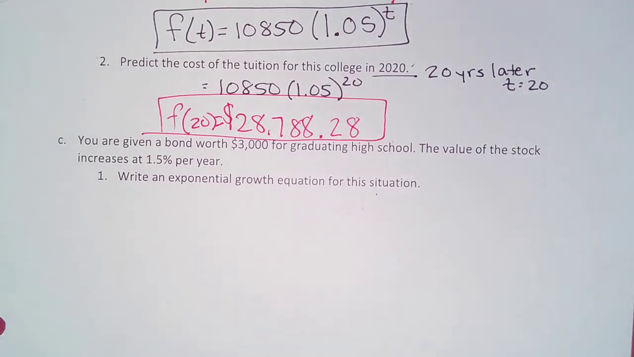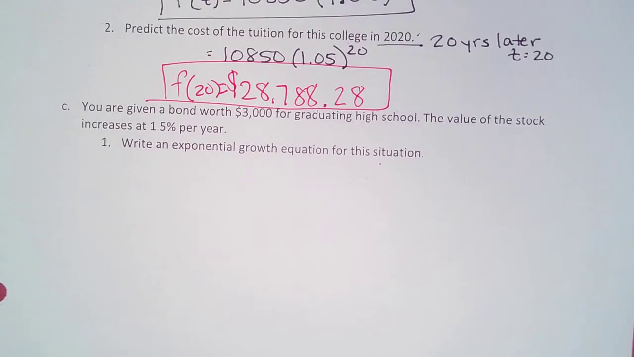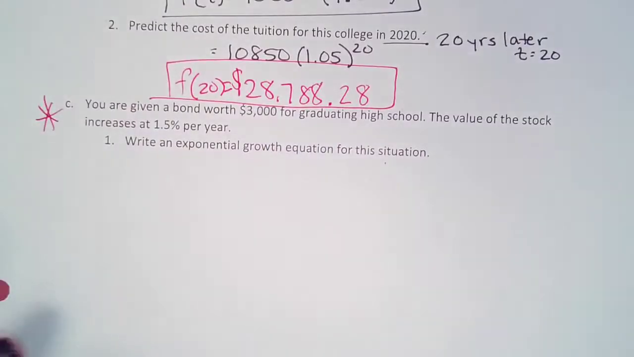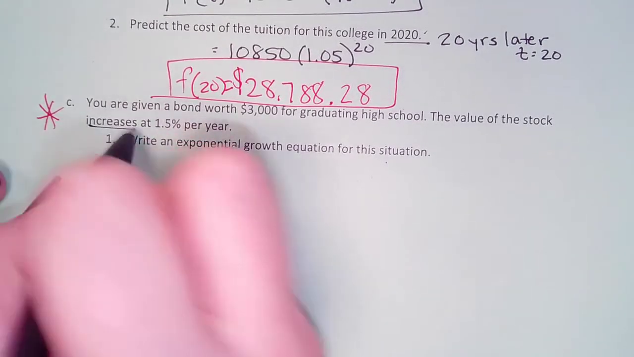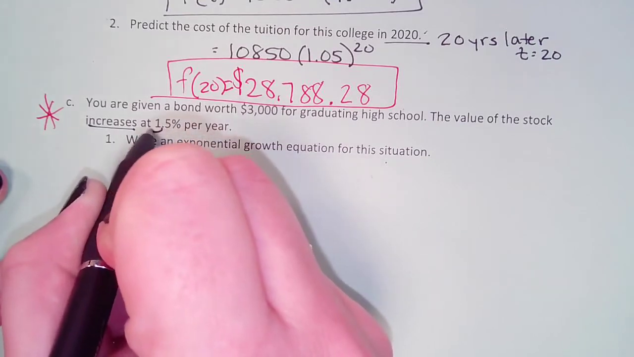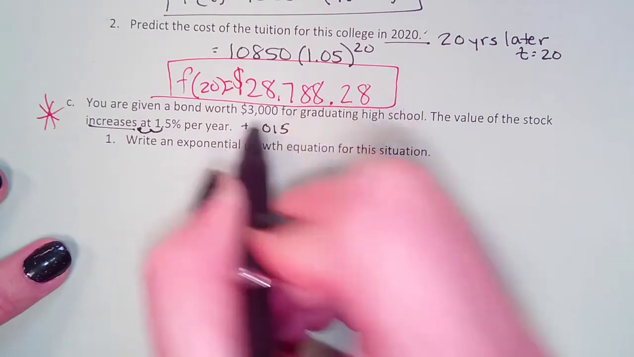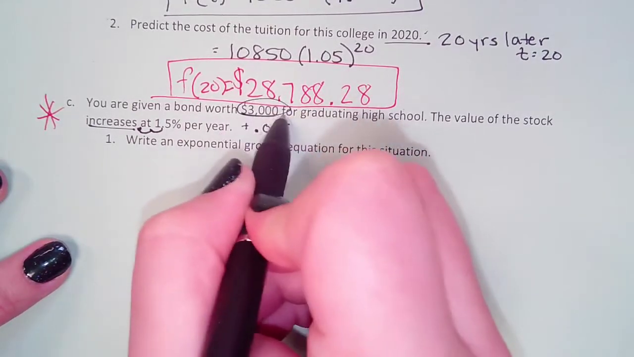Okay. Oh, here's our next example. See, if you're given a bond worth $3,000, this is the one that's most like the one on your test. If you're given a bond for $3,000 for graduating high school, the value of the stock increased, so growth, 1.5% per year. So I'm going to take this decimal point 2 spots, so 0.015. We're adding that. Here's our initial.